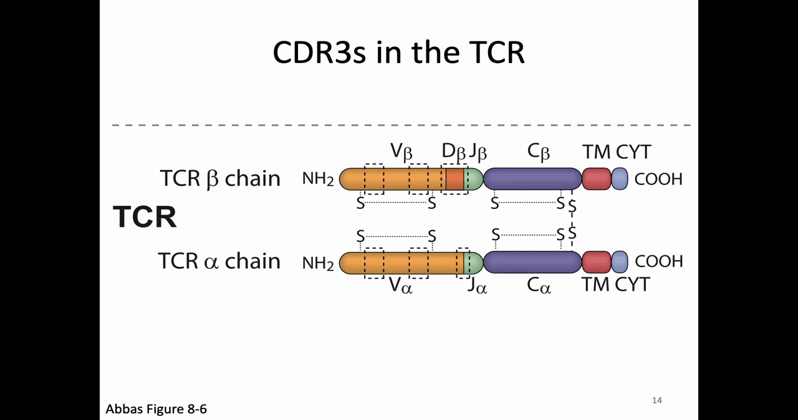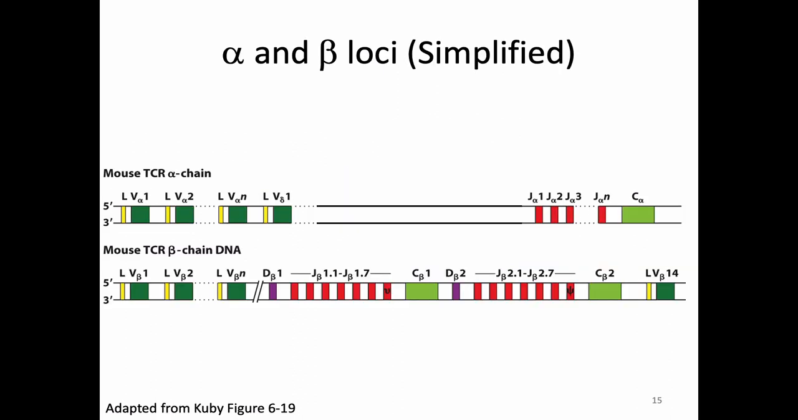These are not the same gene segments as in the B cells. So basically, we've got some immunoglobulin gene segments on some chromosome and some TCR gene segments on another chromosome. But it's the same process and the same general setup that we see happening here. And this is our simplified version of both of the alpha and the beta loci. You can see alpha here, a bunch of Vs, a bunch of Js. It's our light chain. We've got a constant region.